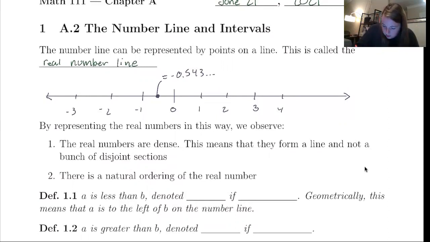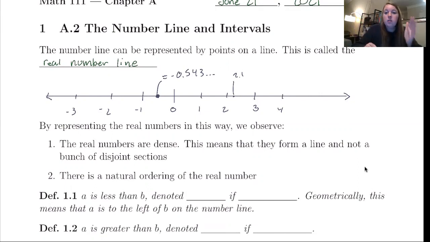That number exists. This number exists, 2.1. There's always a number, and there's an infinite amount of numbers on this line, and there's an infinite amount of numbers between 0 and 1, which is crazy. There are different size infinities, but that means that no matter where my pin hits on this number line, there is a number there.